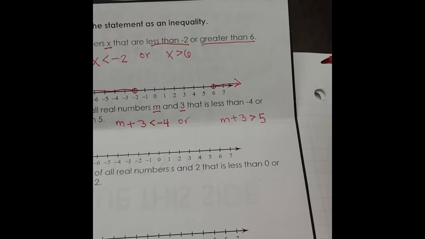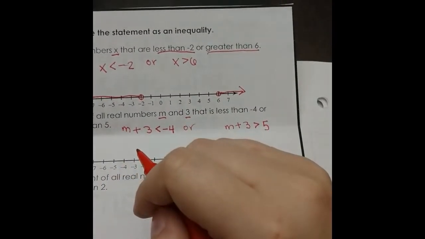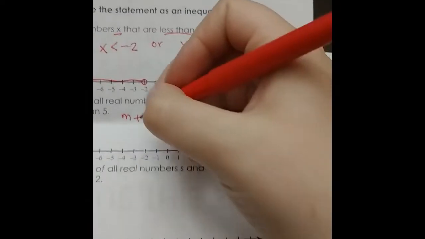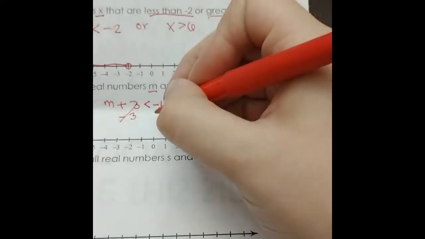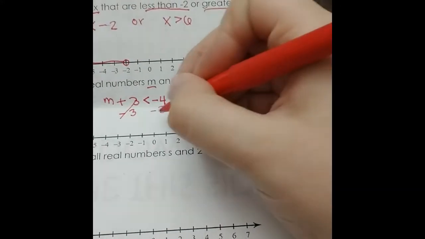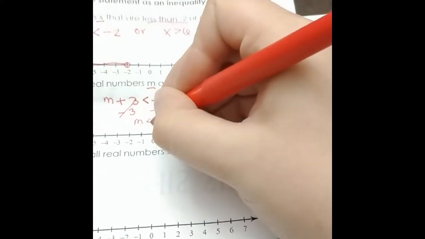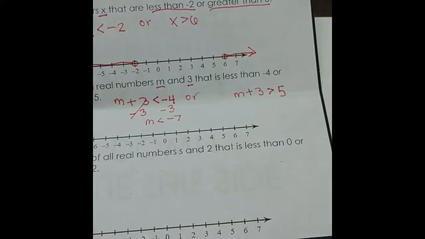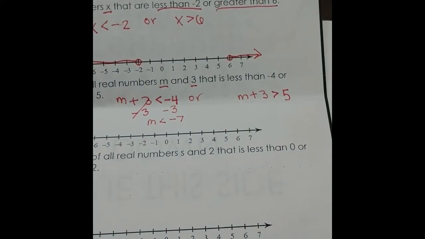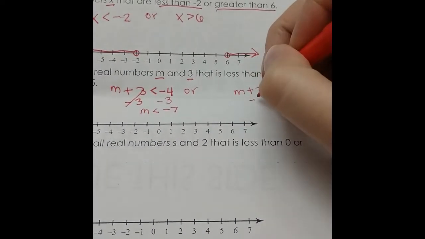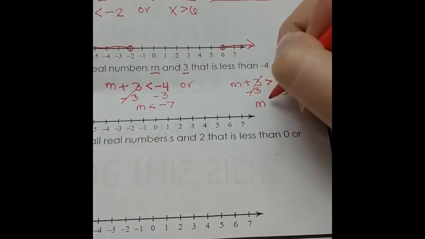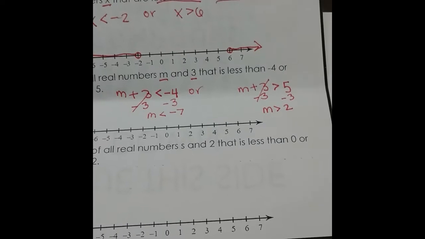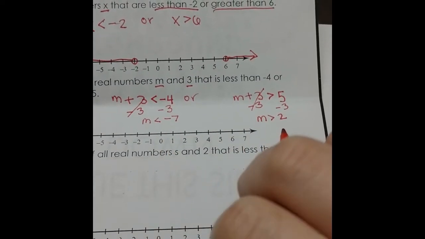Since you got exposure to how to solve these yesterday and you already know how to solve one-step inequalities, we can go ahead and just get m by itself. So we're going to subtract 3 over. -4 minus 3 is -7. So m is less than -7, or subtract 3 over here. 5 minus 3 is 2. So m is less than -7, or m is greater than 2.